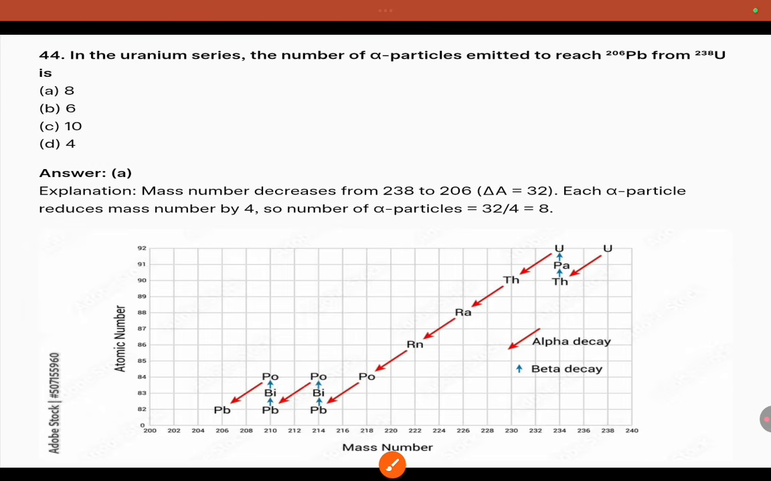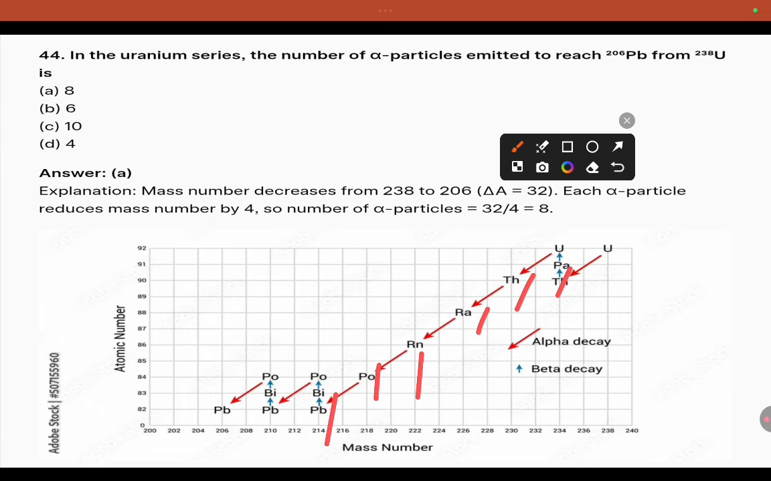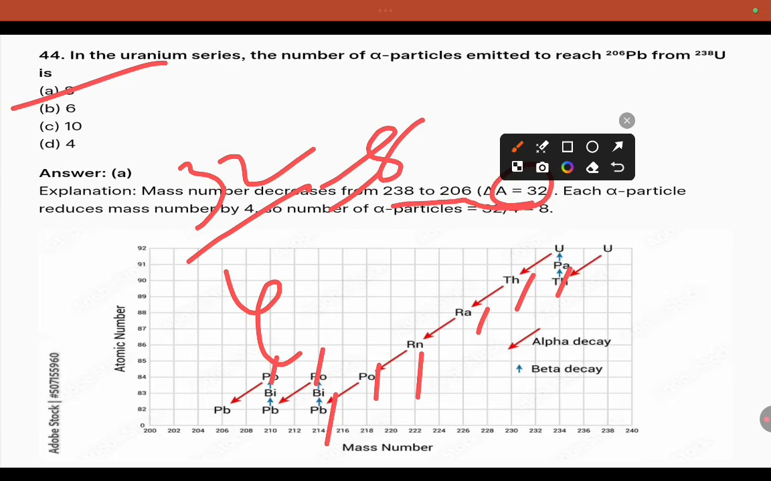The 44th one: in the uranium series, the number of alpha particles emitted to reach lead-206 from uranium-238. The mass number decreases from 238 to 206, that is 32. Your question is about alpha particles, each reducing mass number by 4, so 32 divided by 4 is 8.